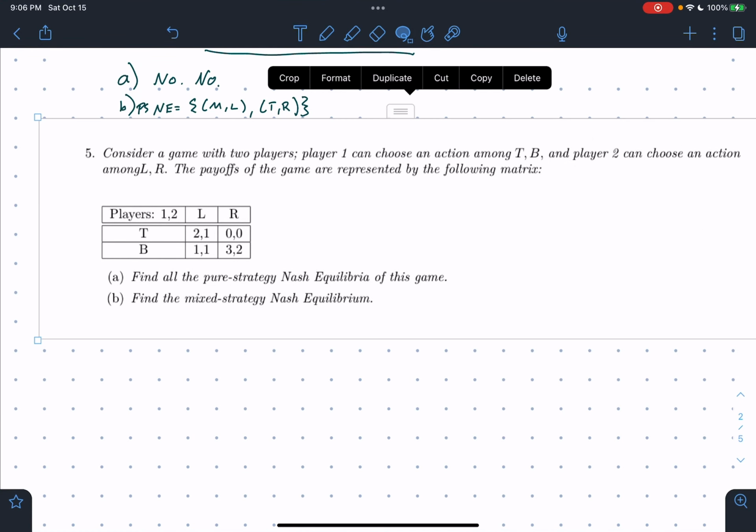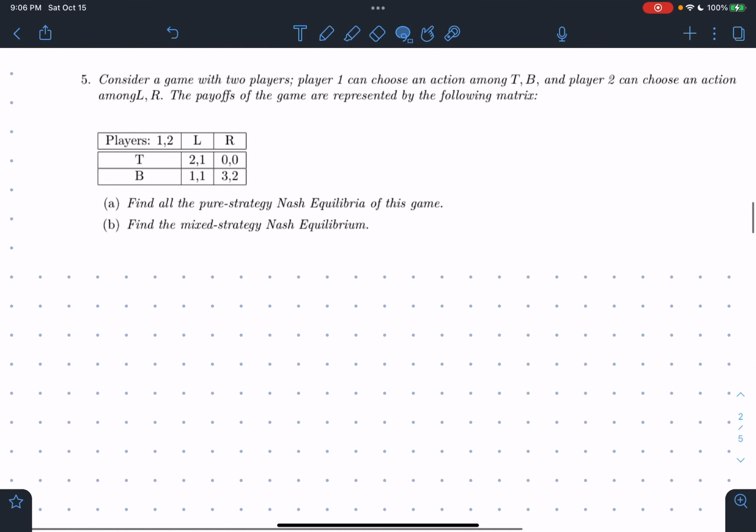Hello. All right, let us consider problem 5. In problem 5, we have a game with two players, player 1 choosing between T and B, player 2 choosing between left and right. What we want to do is first find the pure strategy Nash Equilibria of this game, and then find the mixed strategy Nash Equilibria. So two objectives. Let's start with part A.